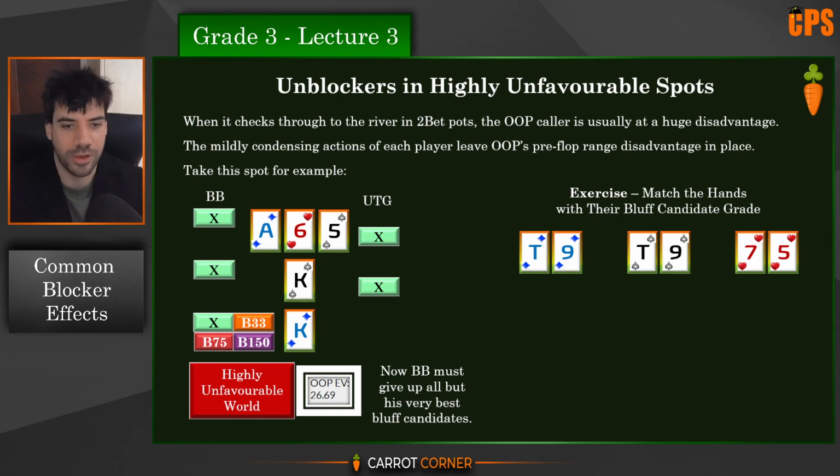I'd like you to think about the following exercise quite carefully and compare the following hands. 10-9 of diamonds, 10-9 of spades, and 7-5 of hearts. What do we think about the prospects of these hands in terms of Y factor? You can think about a bit of X factor here as well, how many calls you block or unblock. And which of these would you bluff and which ones would you not?